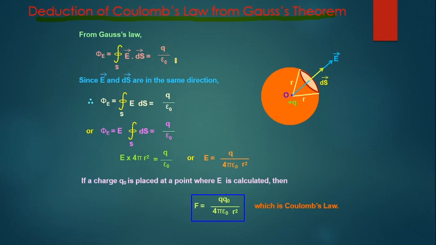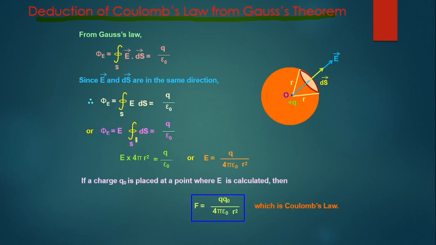This is the statement of the Gauss theorem. Since E and dS are in the same direction, the integral of E dS is equal to Q divided by epsilon naught. E is a constant at this distance, since the electric field depends on the value of r, and r is the same over the sphere. So E is taken out and we take the integration over the closed surface of dS.